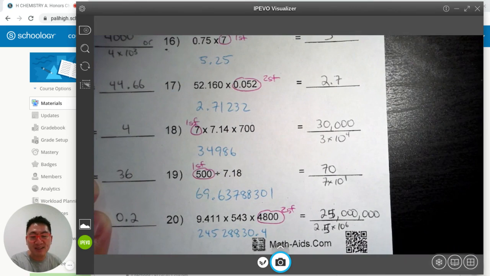Let me just change that now. I'm correcting myself: 25 million or 2.5 times 10 to the 6. Okay, so that's it for that worksheet.